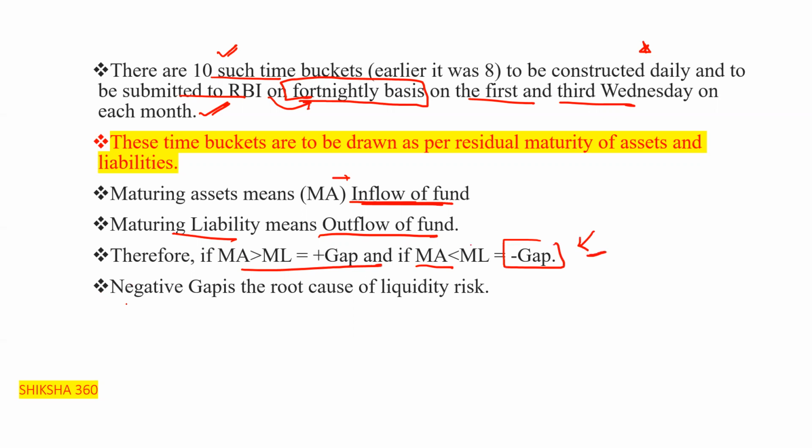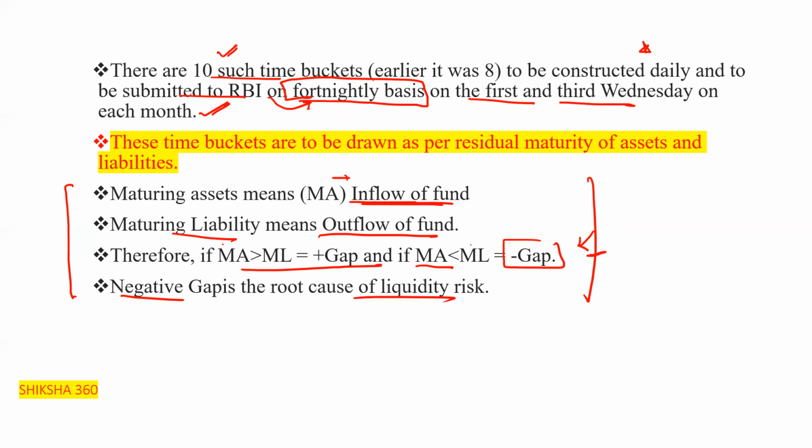So this negative gap is the root cause of liquidity risk. Is it clear to all of you? What is positive and what is negative?